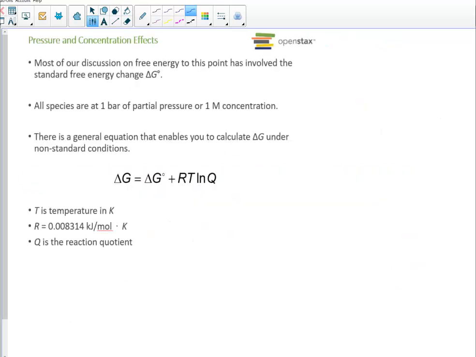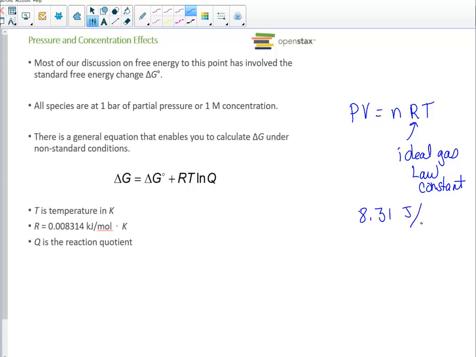Now, R comes to us from the ideal gas law. Do you remember from first term, PV equals nRT? R is the ideal gas law constant. And in the metric system, 8.31 was a joule per Kelvin mole for the ideal gas constant. Now remember, we often use kilojoules for Gibbs free energy.